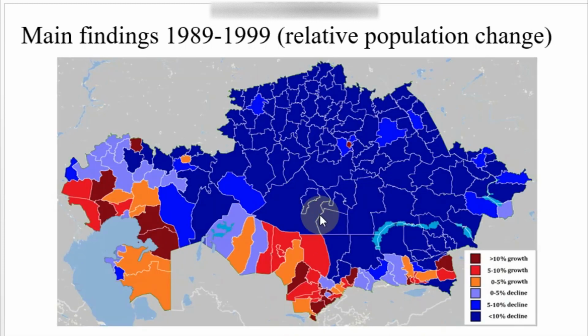So the same data is shown here in relative terms. Again, we can see the three main centers of population growth separated from each other, and the rest of the country with mostly severe population decline.